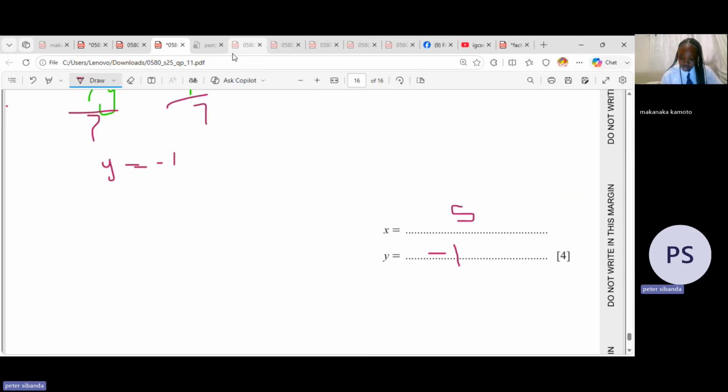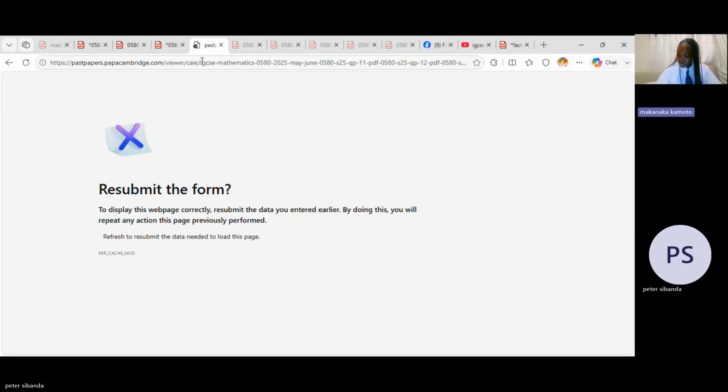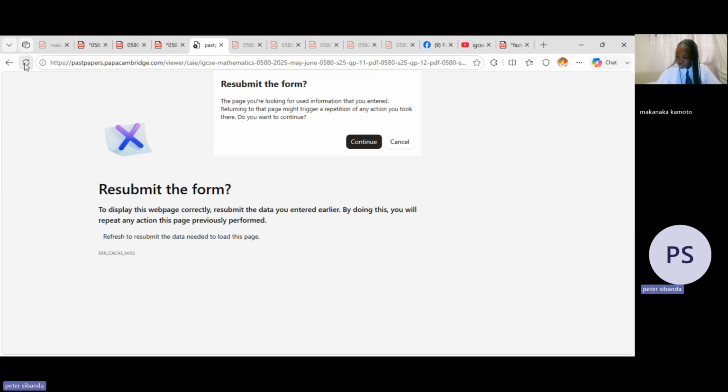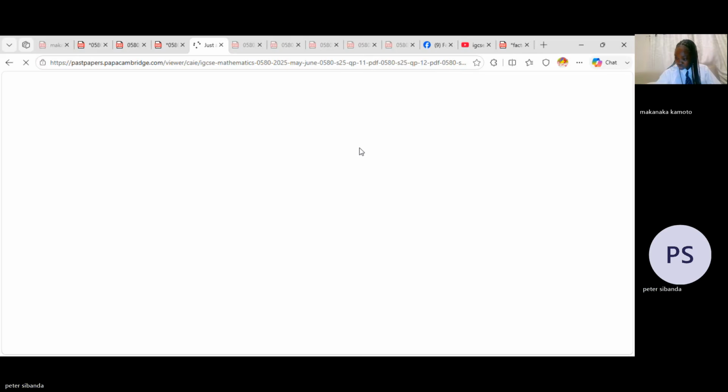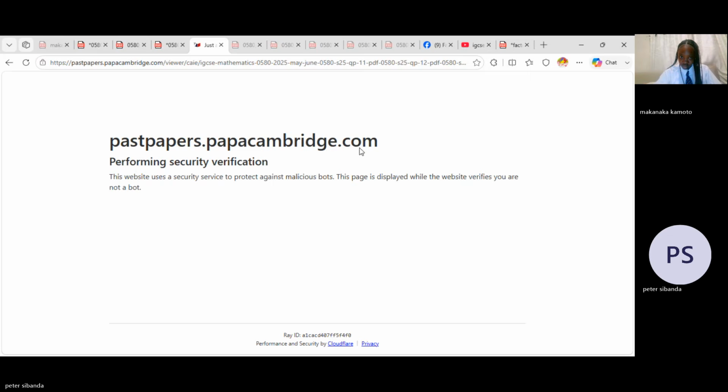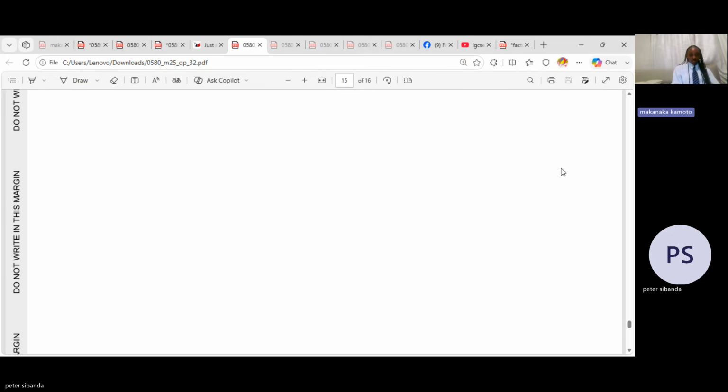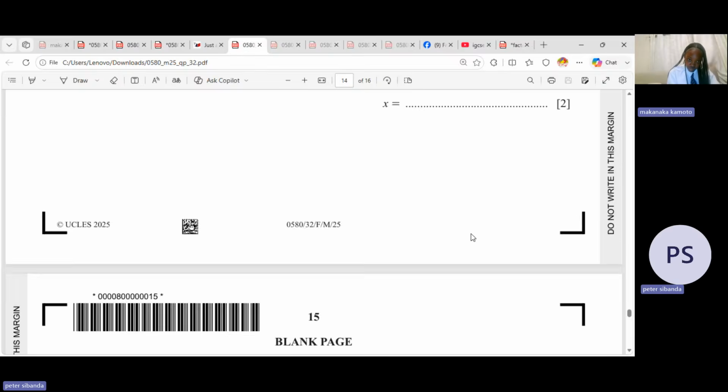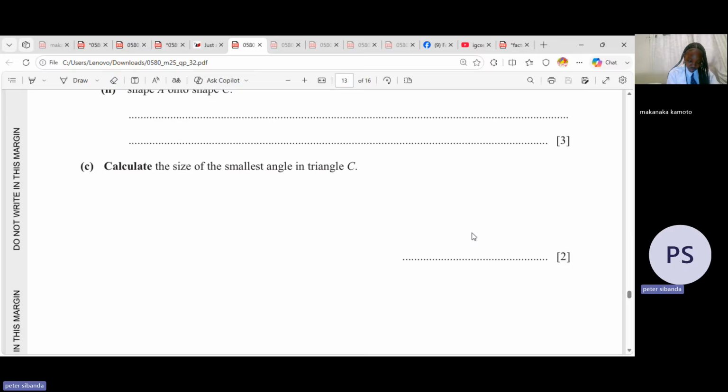Good. Doing well. This question paper is not showing. We'll leave it. We come here. We are looking for another simultaneous equation.